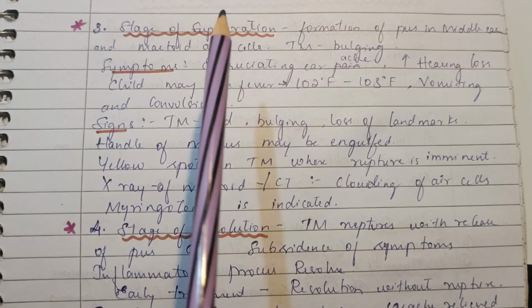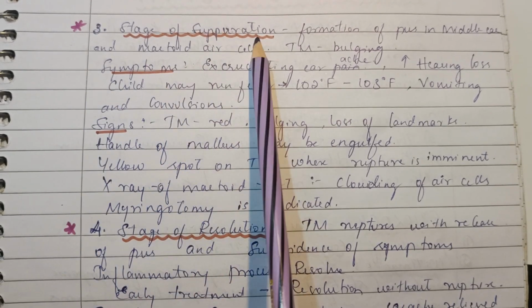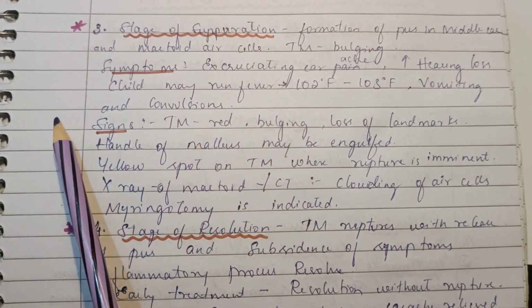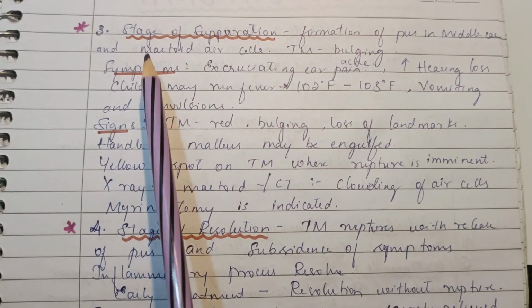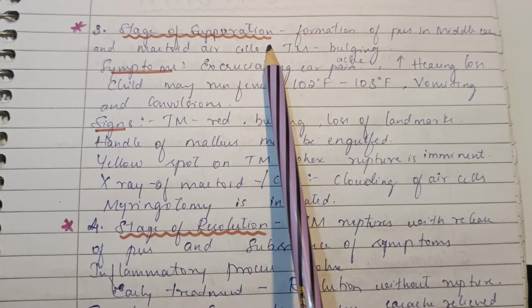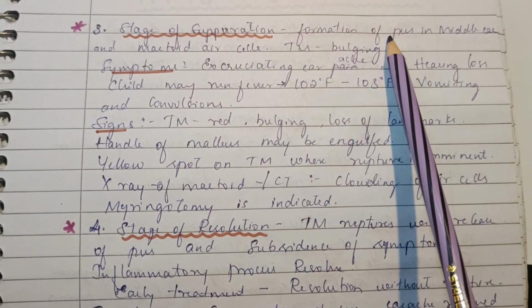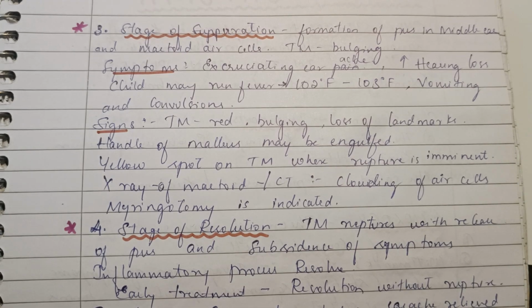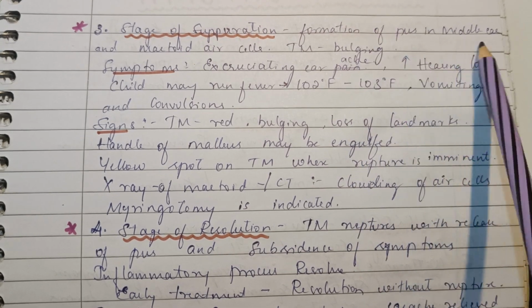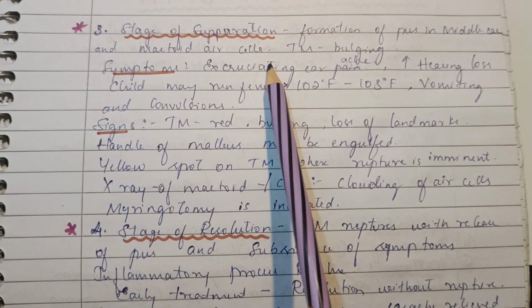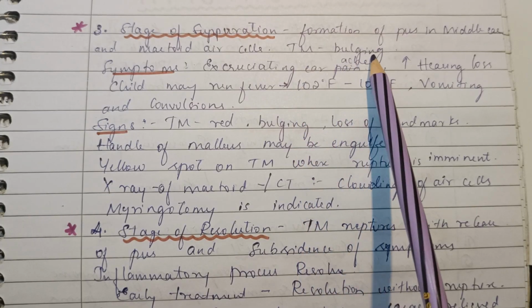So now coming to stage 3. The third stage is the stage of suppuration. So you had the stage of tubal occlusion, the stage of pre-suppuration, and now the third stage is the stage of suppuration. So what happens here? There is formation of pus. We'll be adding new points. There is formation of pus in the middle ear and mastoid air cells, and you will see tympanic membrane bulging.